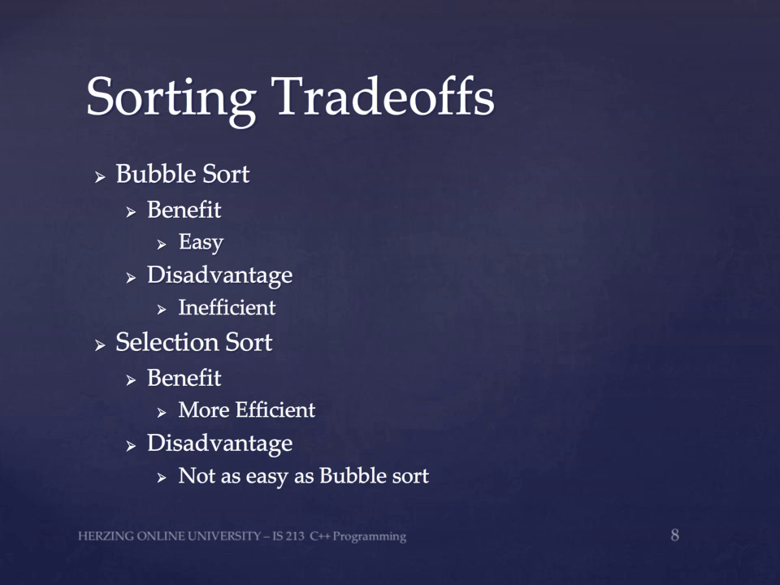Okay, let's talk about the benefits and disadvantages of each of the sorts that we just discussed. With the bubble sort, the benefit is that it's easy to understand and implement. The disadvantages are that it's inefficient and extremely slow for large arrays. With the selection sort, the benefit is that it's more efficient than bubble sort since you have fewer exchanges, and the disadvantage is that it may not be as easy to understand as bubble sort.